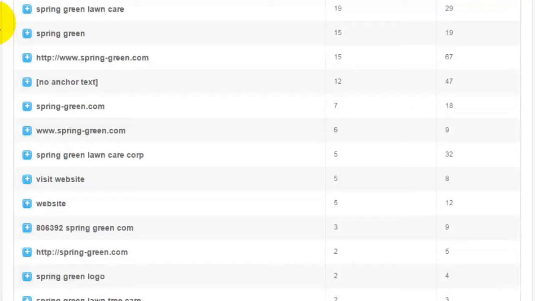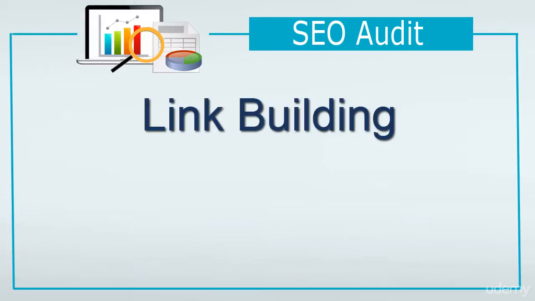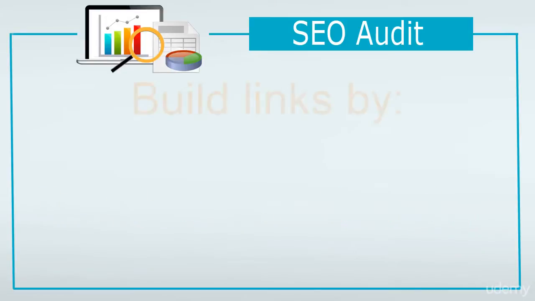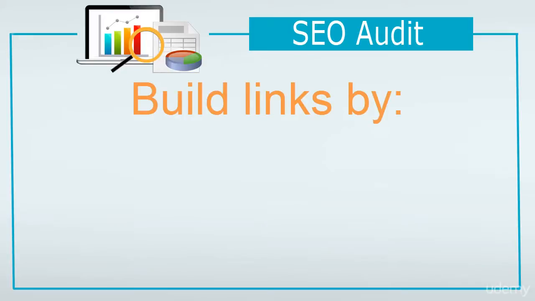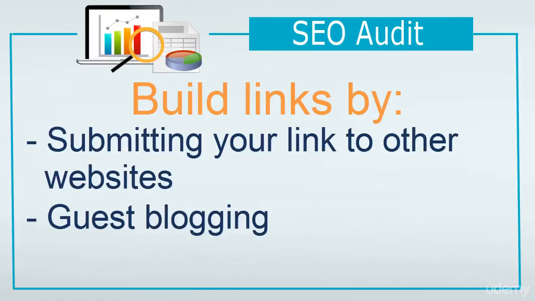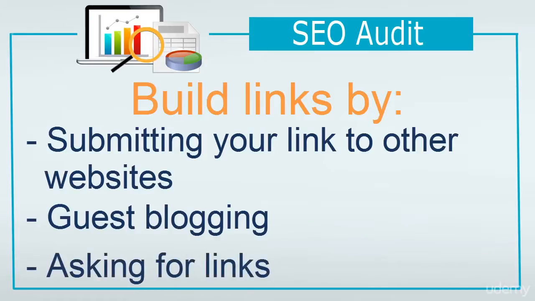Now that you've taken a look at that information, let's talk about how to use this information to increase your search engine rankings. Based on the information you find, you can develop an action plan. If, for example, you have little to no websites linking to you, you'll want to start creating a list of websites you may be able to get a link from. You can build your links by submitting your website to other websites, guest blogging, or even reaching out to the website owner and asking for them to link to your page.